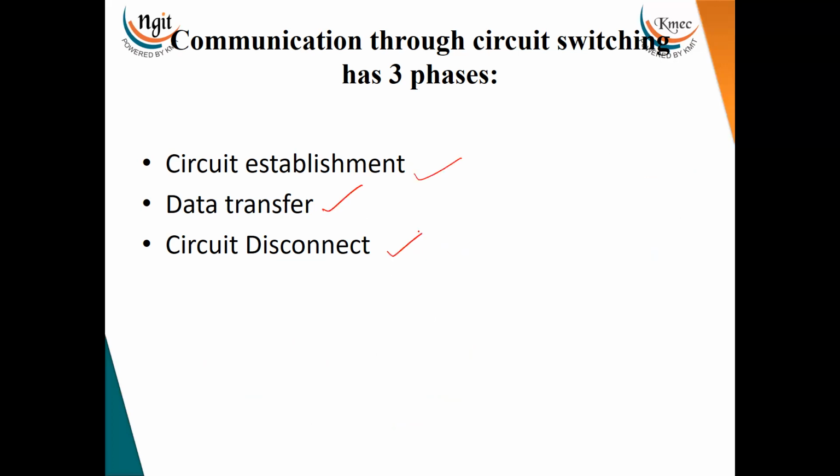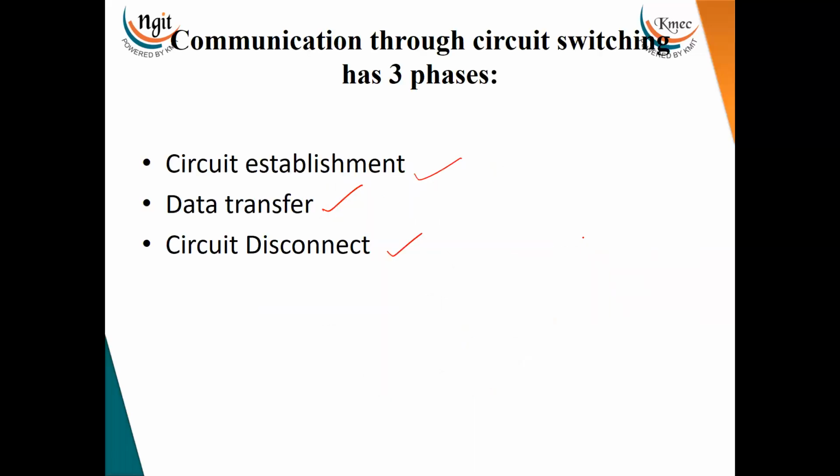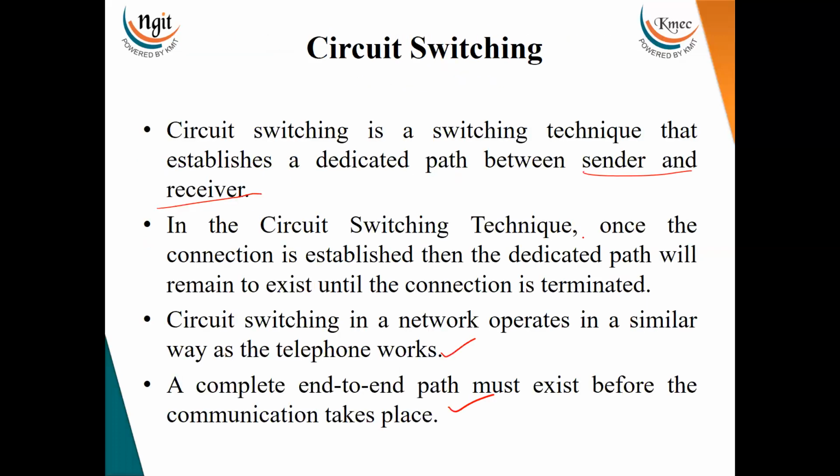That means the circuit is going to be established between the sender and the receiver. It is going to check for the number of paths, and the best way for the transmission of data between the sender and the receiver. Here the path has been established like this. Once the circuit has been established, the data is transmitted. Once the data transmission has been completed, the circuit is disconnected. This is called circuit switching.